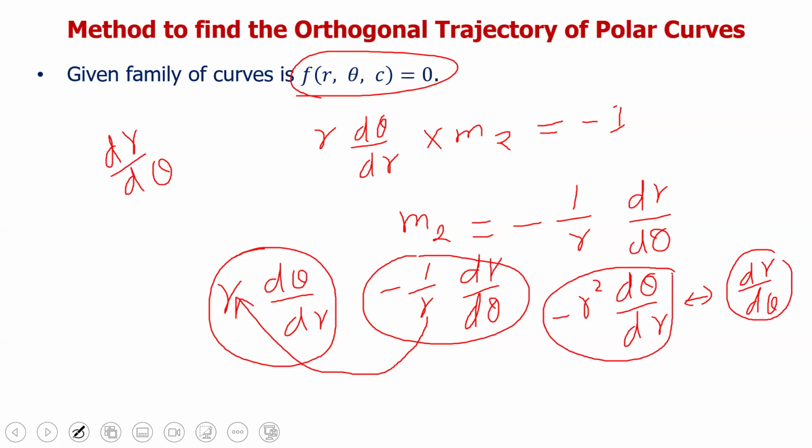So in the case of polar form, we have to take care of this. We are not just replacing dr/dtheta by minus dtheta/dr. We have to replace dr/dtheta by minus r square dtheta/dr. So I think this is clear to everyone. Thank you.